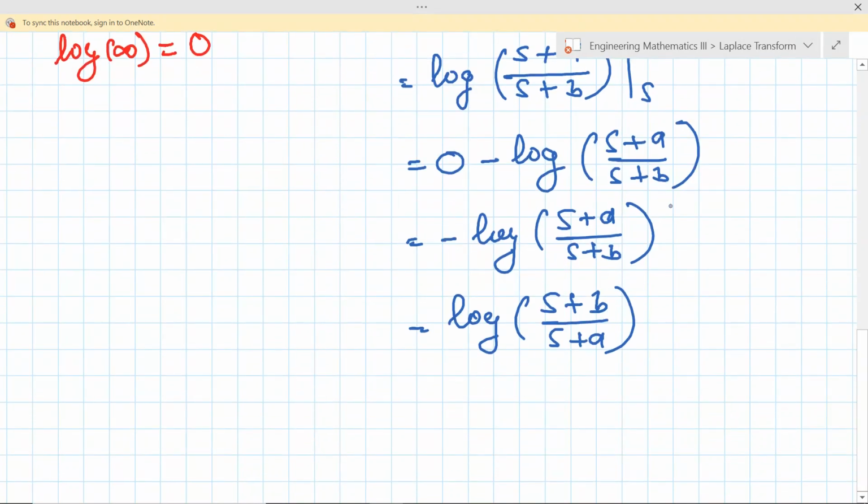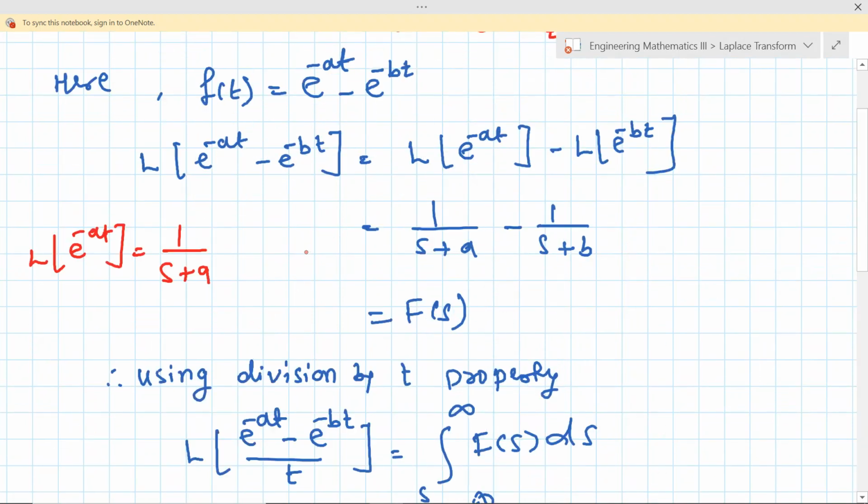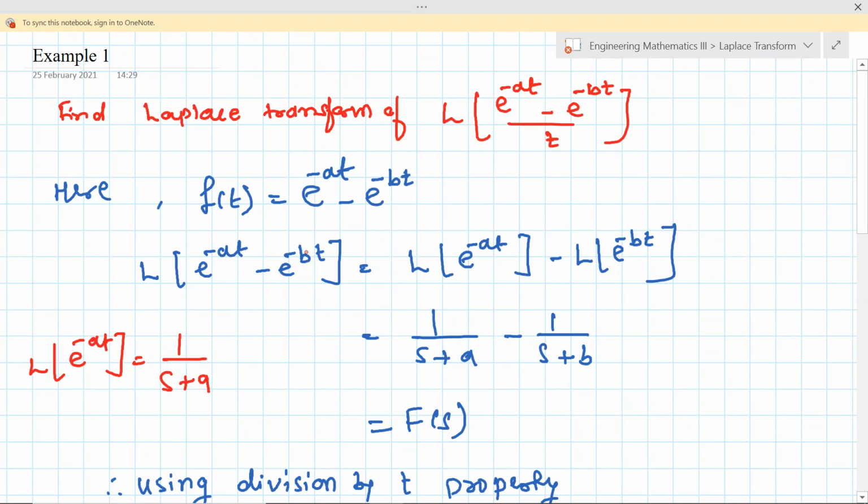Because this minus goes into the power of this bracket, we have the rule for that. It is m log of a is equal to log of a raised to m. I have used this rule here. So in this way we have the answer, and this is the division by t property. This is the example of division by t property. Hope you got this. One more example based on this division by t property.